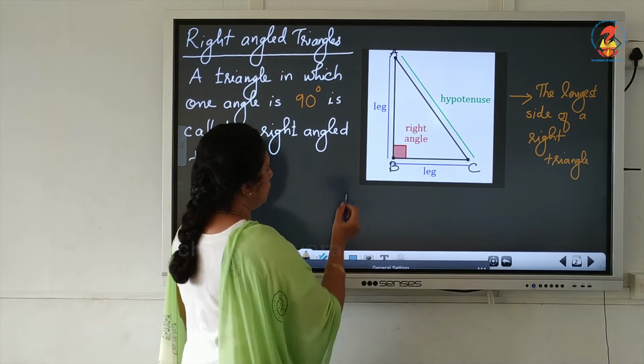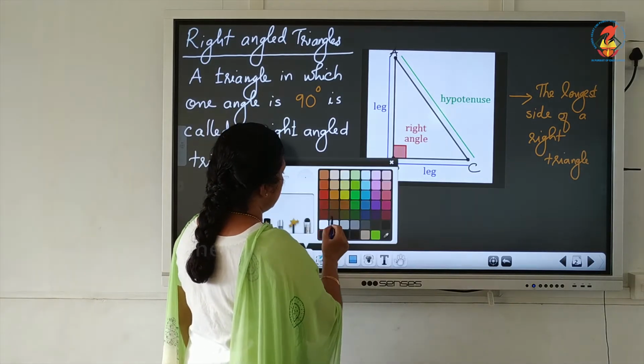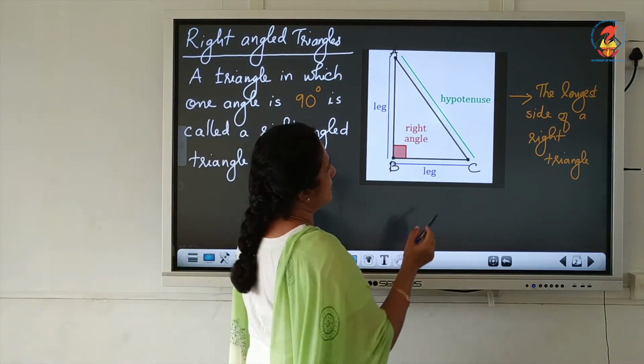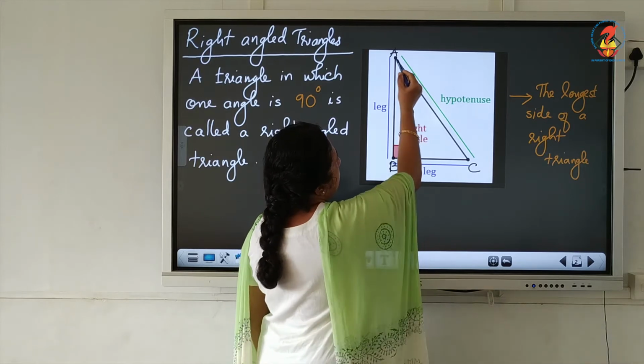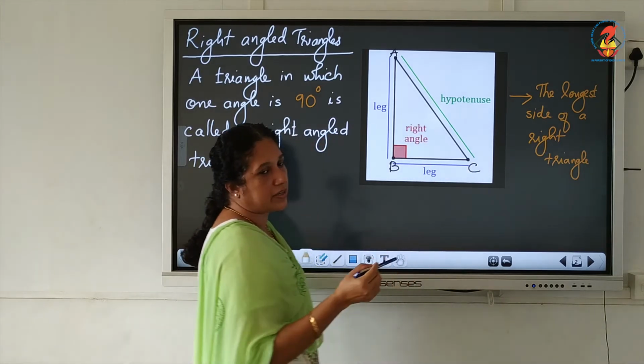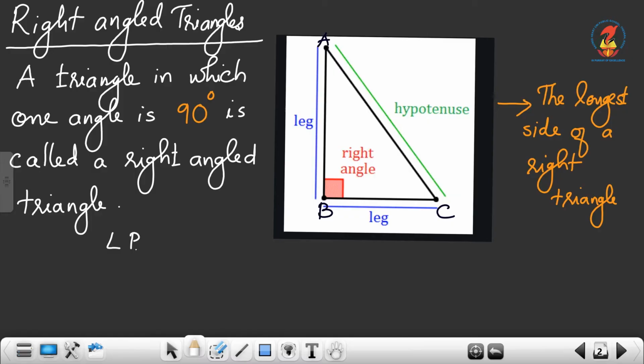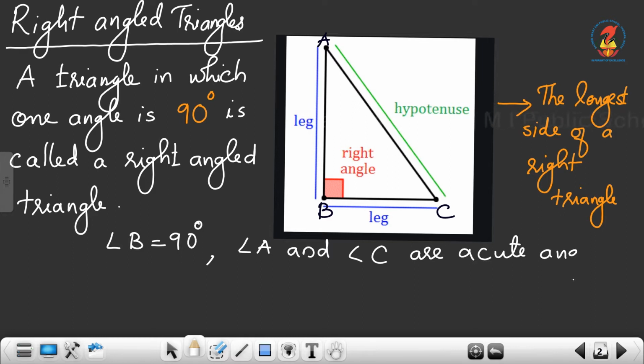Then the other two angles we can call acute angles. That means angle A and angle C are acute angles. So angle B is equal to 90 degree and angle A and angle C are acute angles. So what is meant by an acute angle? The measure of the angle is less than 90 degree.